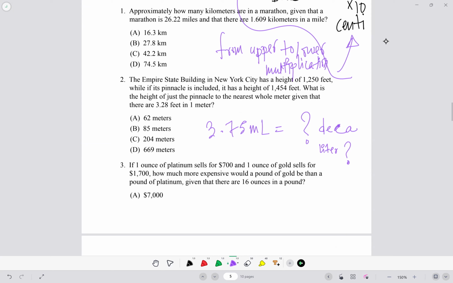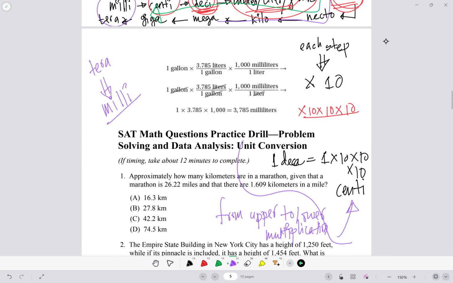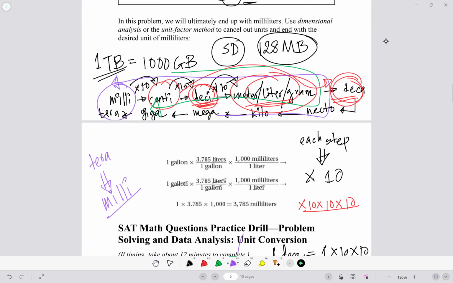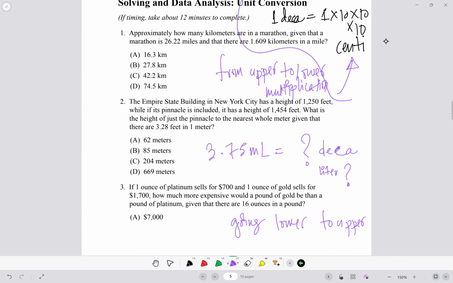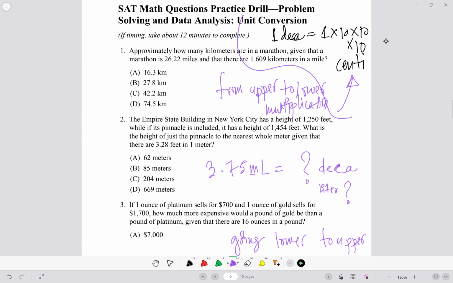Because you're going from lower to upper. So in that case, you just need to divide. The more steps, the more times you divide by 10. For example, from milli to deca: 1 step, 2 step, 3 step, 4 step. So 3.75 milliliter is equal to what decaliter? It is basically 3.75 divided by 10, 10, 10, and 10.